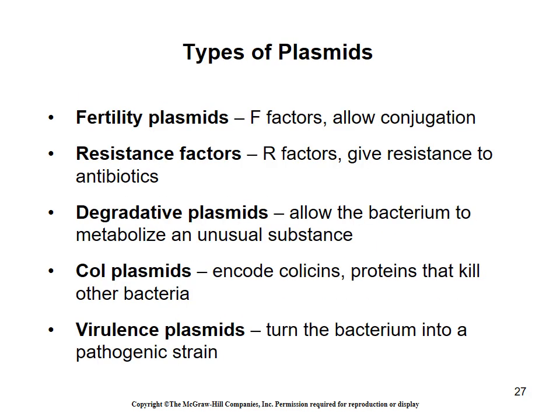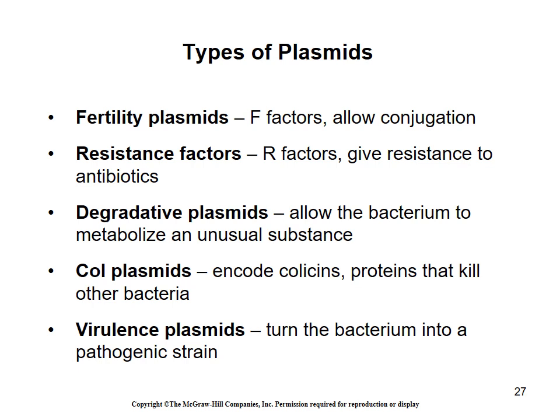Here's a list of the different types of plasmids that you may or may not have been familiar with or seen before. For instance, before when we were talking about our F factor, that's an example of a fertility plasmid. It allows for the conjugation to occur. We also have resistance factors. These are often utilized to give resistance to things such as antibiotics and other toxins.